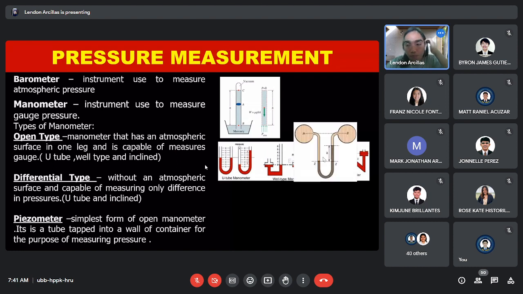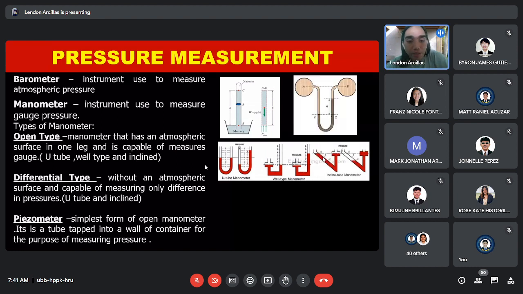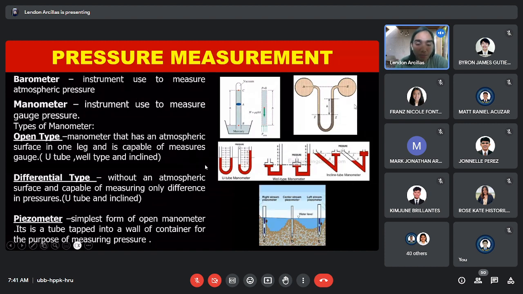Differential type. So these are the differential type without an atmospheric pressure surface and capable of measuring only differences in pressure. So ito yung ibig sabihin ng differential type. From the word differential, from the root word difference, makukuha mo yung difference between point A and point B, and closed type din siya na manometer. Okay? So meron din siyang U-tube and inclined. Of course, differential type is closed. Next one is the piezometer.